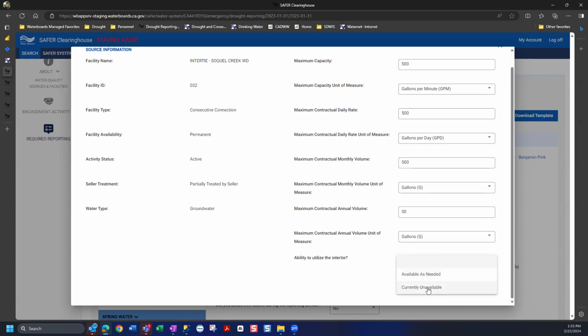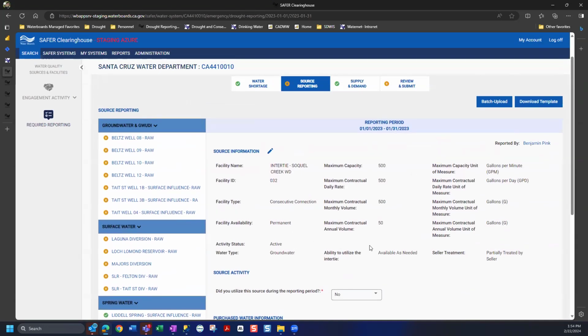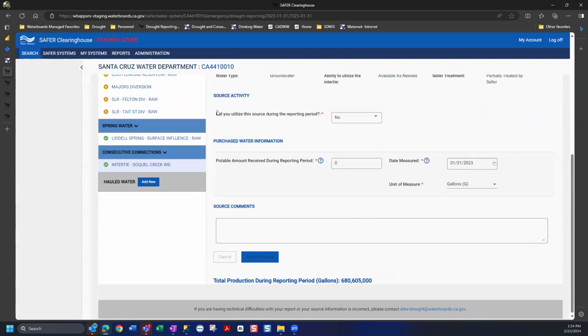Like if you have to run a high line, or you have to get approval from the other person before you can even start it, you have to create a contract even before you can start it, I would consider that unavailable. But if it's available as needed, if all you have to do is go out there, turn a valve, make a call, then that I would suggest would be available as needed. Going to save that. All that information shows up in the static source information, and it will not ask me time over time to provide that same information.